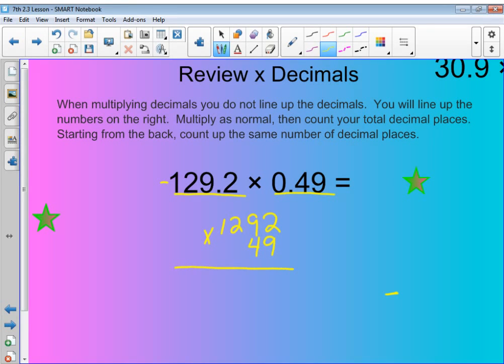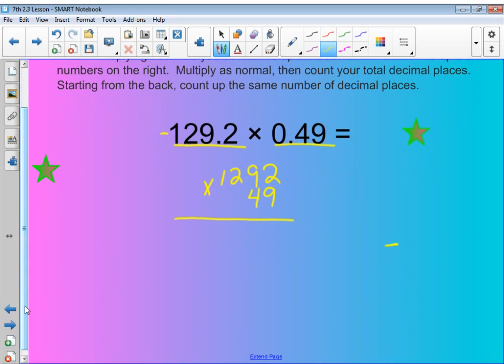Okay, so now I'll go ahead and multiply like normal. 9 times 2 is 18, carry the 1. 9 times 9 is 81 plus 1 is 82. 9 times 2 is 18 plus 8 is 26. 9 times 1 is 9 plus 2 is 11.